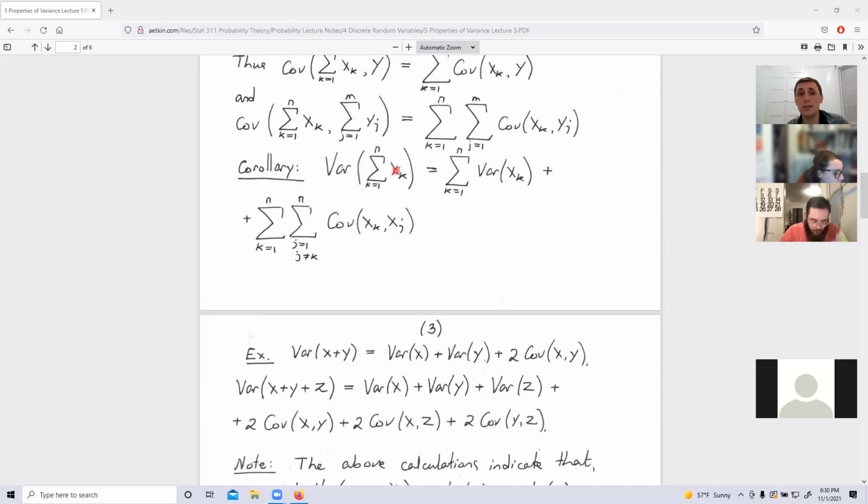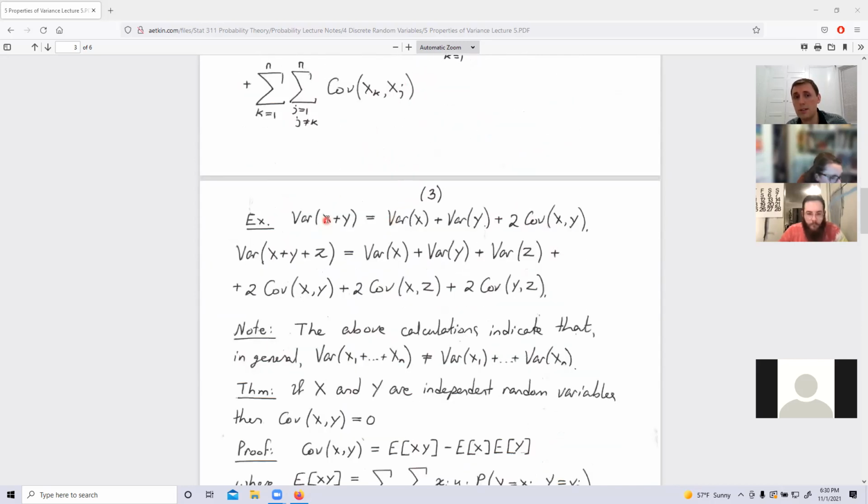And so what do we see about variance? What is the variance of the summation of xk? The variance is this thing. It looks scary, so before I read it out, let me explain, for instance, what the variance of x plus y is. Let's begin simple. I'm claiming it's the same thing as variance of x plus variance of y plus 2 covariance xy.